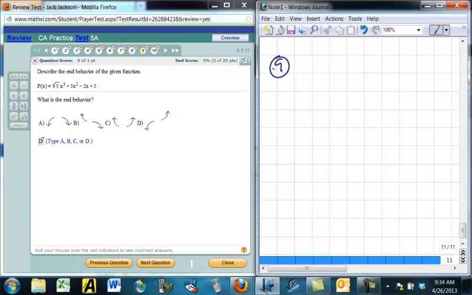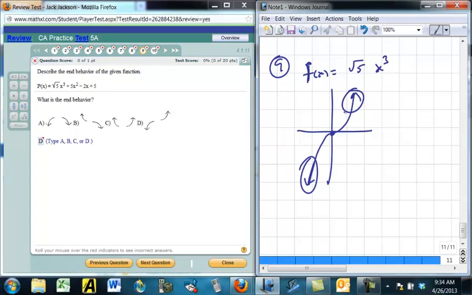Describe the end behavior. Well, the only thing that matters on the end behavior is that first term, if it's in decreasing order, so that leading term. So the power function y equals square root of 5 times x cubed is going to be what it looks like on the end. Well, we know x cubed looks like this. Square root of 5 times that's going to maybe expand it a little bit, but it's still going to have that same basic shape.